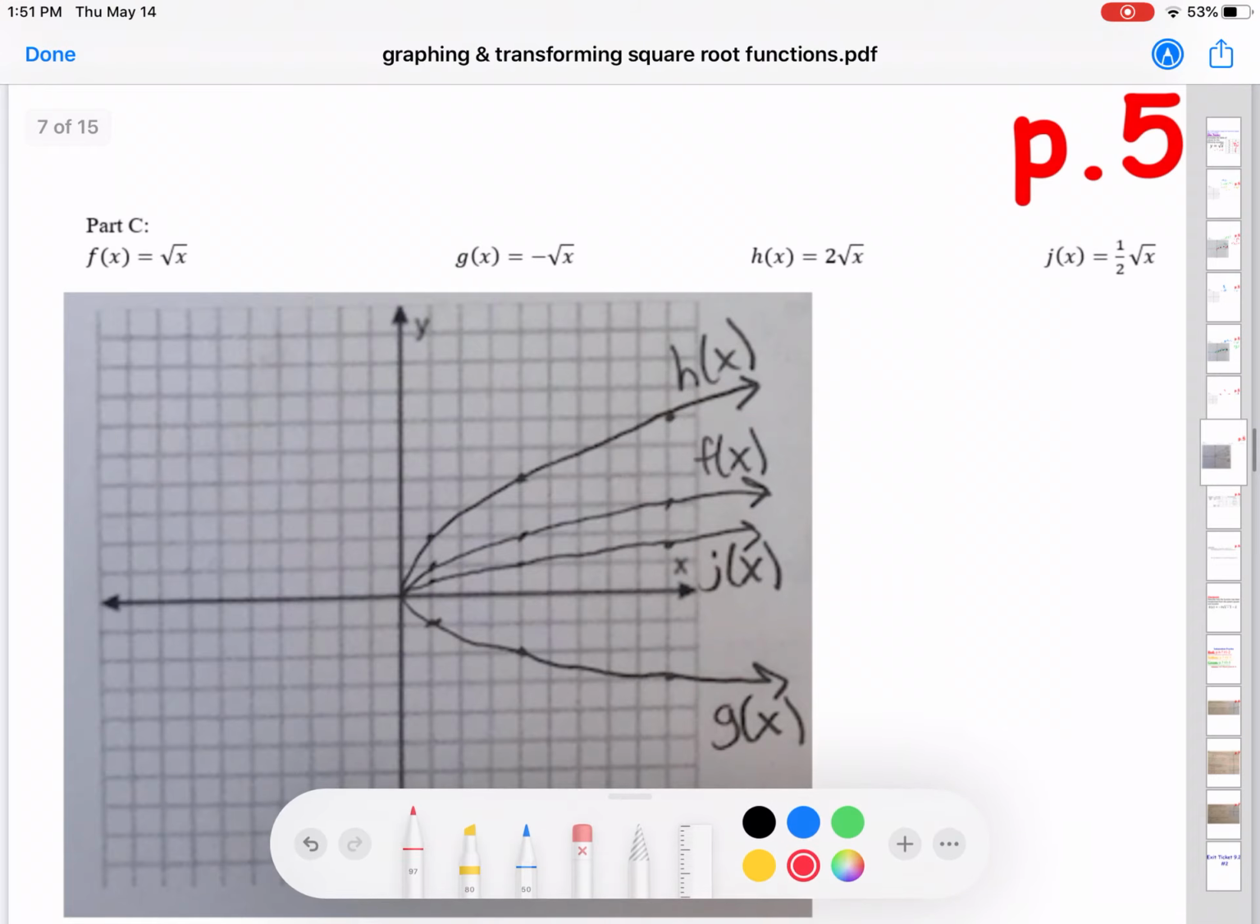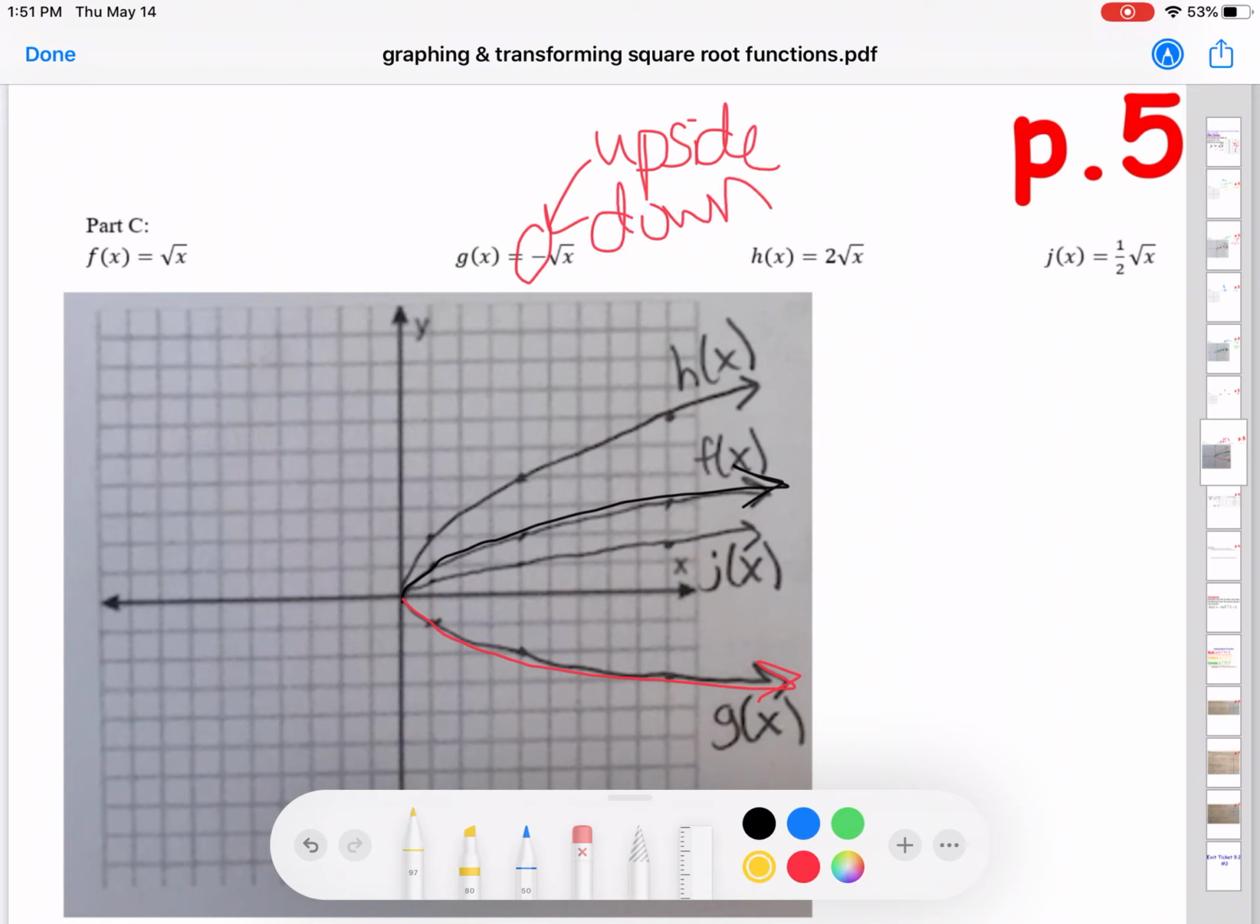So taking a look at our graphs here, again, we start always with our original parent function, our f of x right here. Then we notice here that for g of x, which starts with that negative sign, that graph is down here. This graph has been reflected below the x-axis. So what this negative sign does is that it flips the graph upside down.